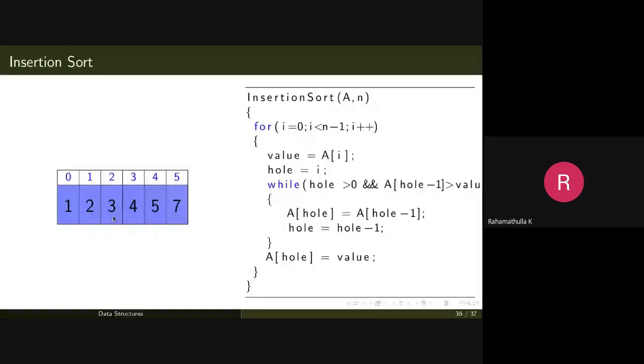So we'll take out the value A of i. We'll take out that value and we'll say that at the ith position we have a hole now.